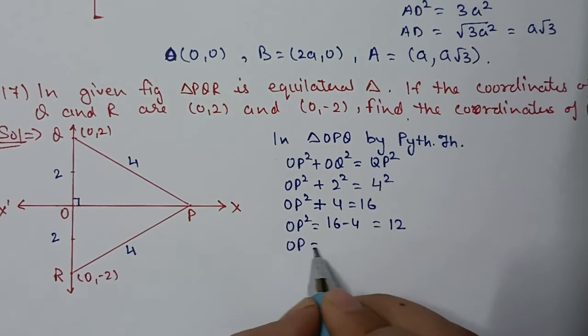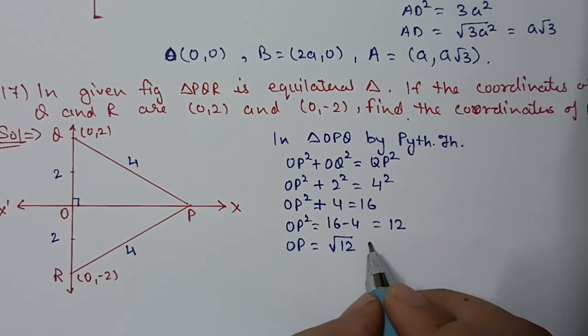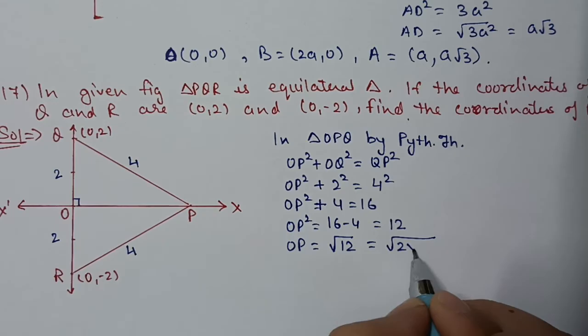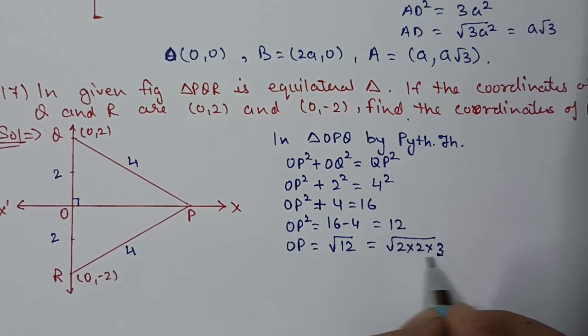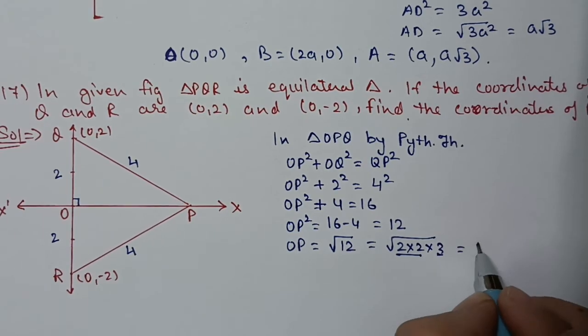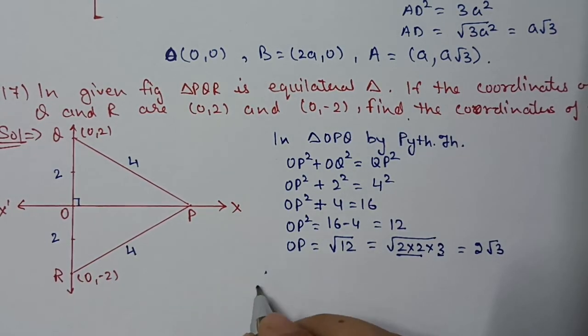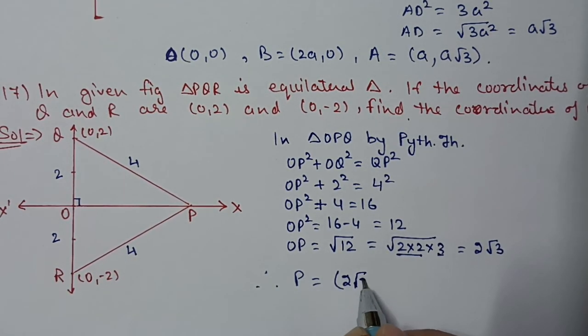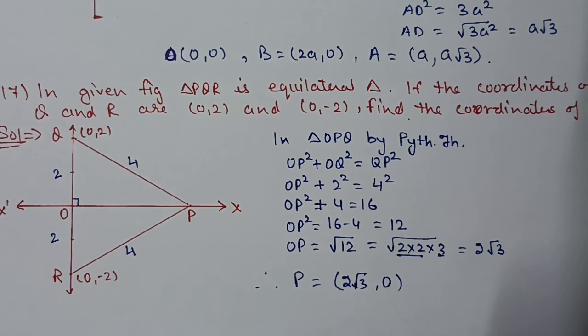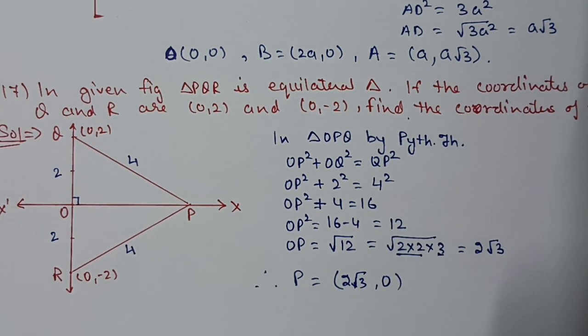So OP is equal to root of 12. Root of 12, 12 you can write as 2 into 2 into 3. 2 2 is 4, 4 3 is 12. And this 2 is in a pair, so 2 will come out: 2 root 3. So the distance from here to here is 2 root 3. Therefore the coordinates of P will be: first the x reading is 2 root 3 and the y reading is 0. So the coordinates of P will be 2 root 3, 0.